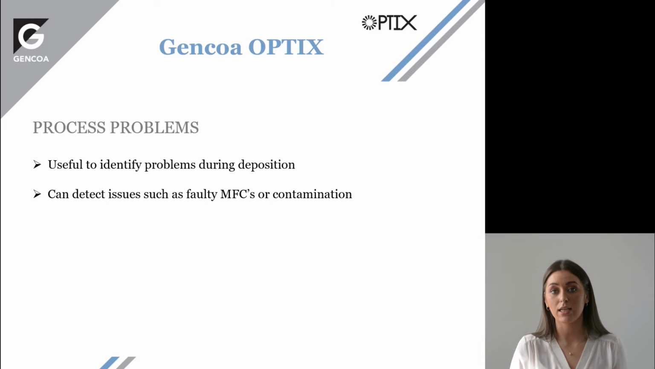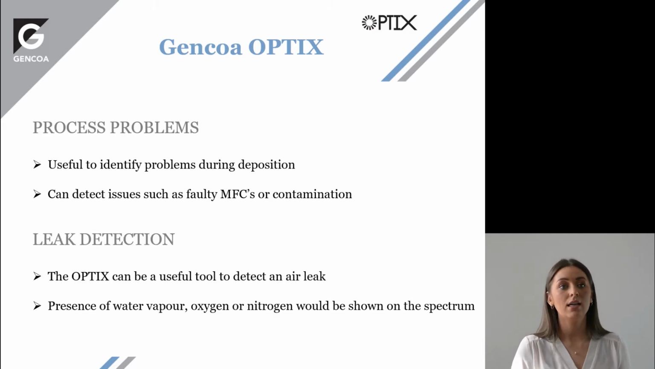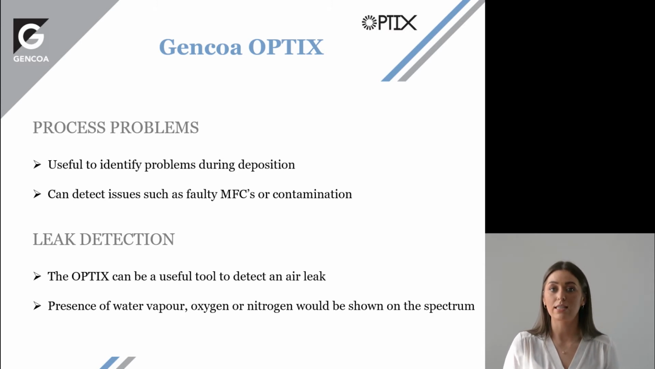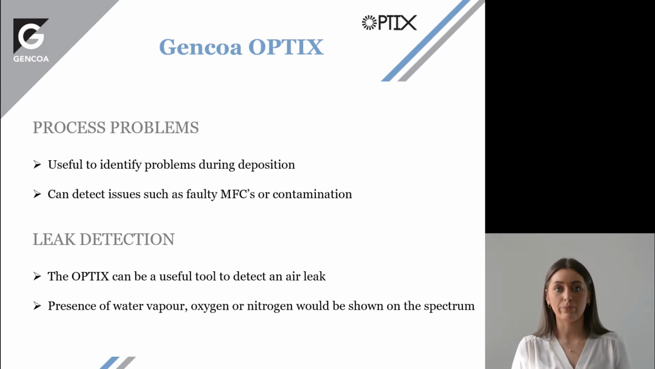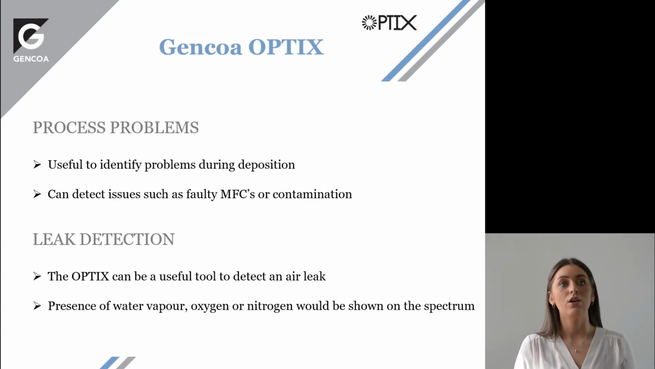So the helium leak detector is obviously a very common piece of equipment in the vacuum industry, but the Optix can also be a very useful tool to detect an air leak. So if there is water vapor, oxygen or nitrogen present in the system, this will be shown in the spectrum, and this will give you an indication on whether or not you have a leak.